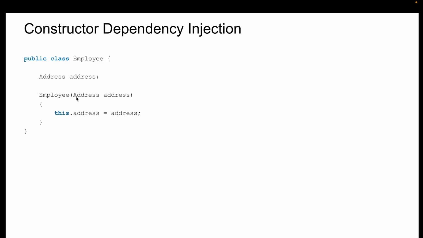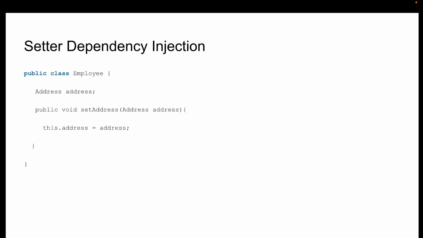Similarly, this can be achieved by using setter dependency injection as well. Let's see how this can be achieved. The same dependency injection we'll see through a different mechanism. See, this is a setter dependency injection. You already know how to generate the getters and setters using your editors. So this is setting the address.